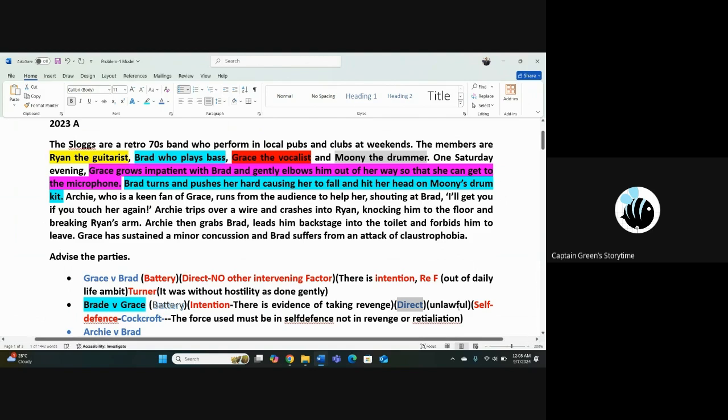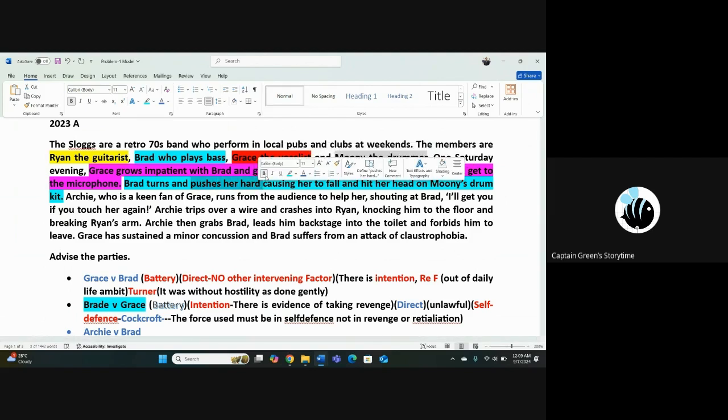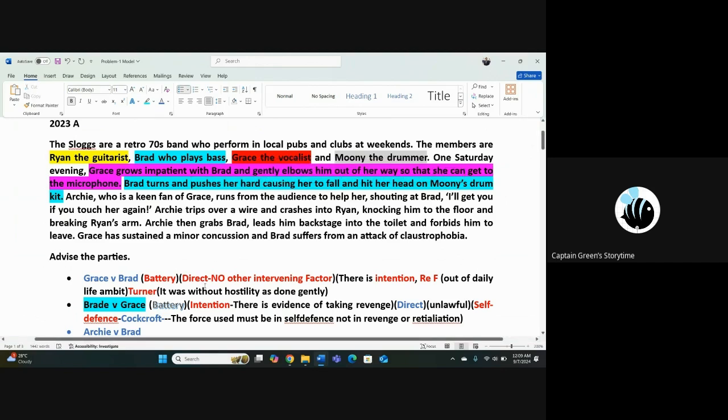Going to another element, unlawful. Whether it was unlawful or not, yes, pushing someone hard. Like in the first, we studied that if someone is touched gently, it is in the ambit of daily life. However, pushing someone hard is outside the daily life ambit. Thus, it is unlawful. Now conclude that Brad may be liable for battery in relation to Grace.